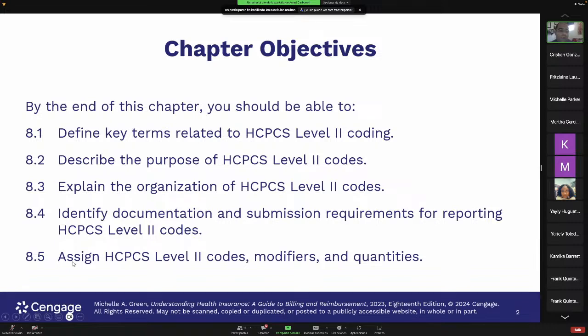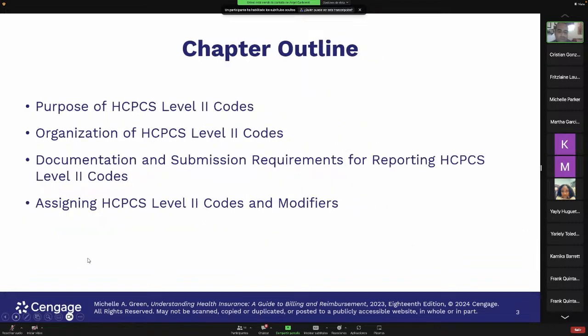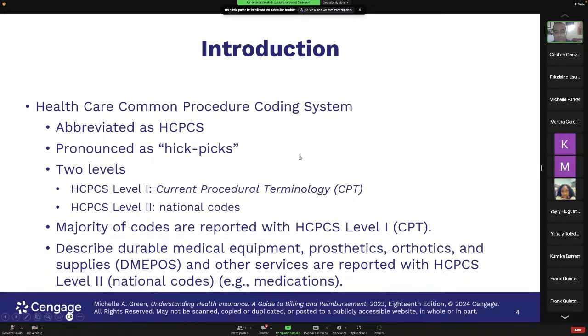Zones, and Y, and then at the end, modifiers and quantities. That's a little bit different from everything that we've done before. Okay, so the first thing that we're going to talk about is the purpose, and then we're going to go for organization. There's an abbreviation for Healthcare Common Procedure Coding System.